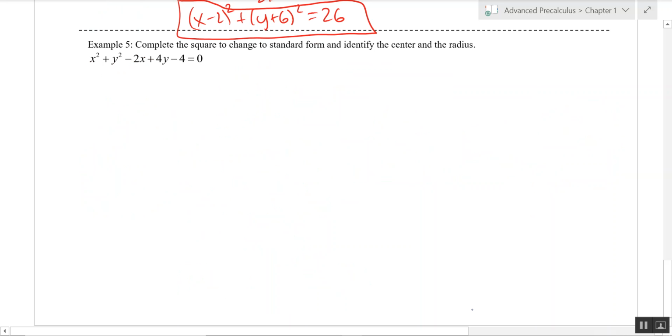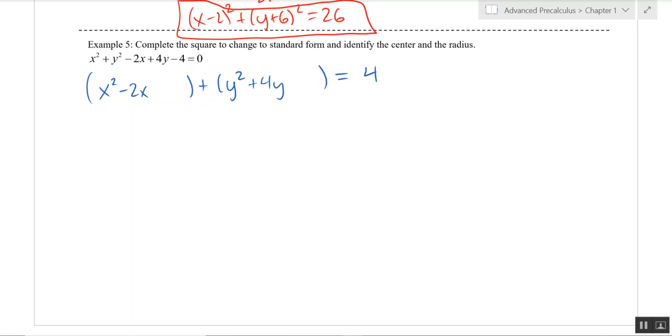All right, last one. We're going to complete the square here to go from general form to standard form. So I'm going to group the terms by their variables. I'm going to say x squared minus 2x, and we're going to leave some room there to complete the square. Same thing with the y's. I've got y squared plus 4y. Leave some room there to complete the square, and I'm going to move that negative 4 to the other side and make it a positive 4. And we're going to complete the square for both of these.